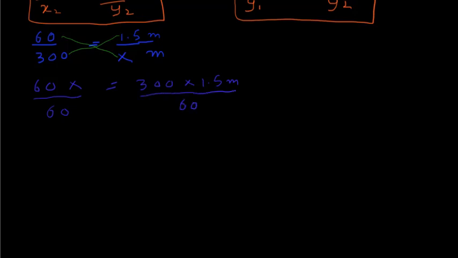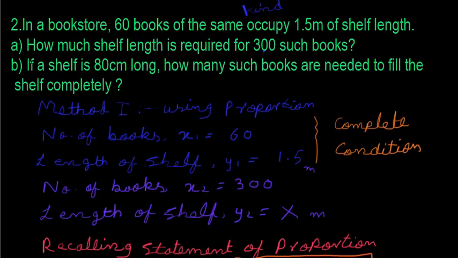Now to get x, as x is multiplied with 60, I have to make x alone. To do so, I will divide by 60 on both sides of the equality. Now the 60s cancel each other, and this 0 with this 0, and 6 1s are 6 and 6 5s are 30. Now 5 into 1.5, so x is equal to 5 into 1.5 meter, which gives 7.5 meter. So this is the answer. This part asked how much shelf length is required for 300 such books. I would need 7.5 meters of space to place 300 books.